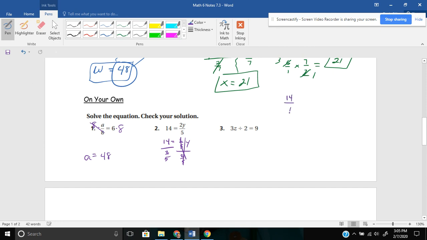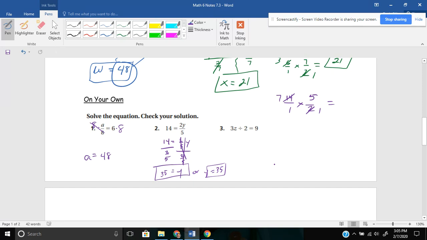Keep 14 the same, flip division to multiplication, flop this to its reciprocal, that'd be 5 over 2. Simplify first, so I would get 1 and 7, and then multiply across, which would give me 35 equals y. And remember, that's the same as y equals 35. Those are the same thing, it's just a different order.